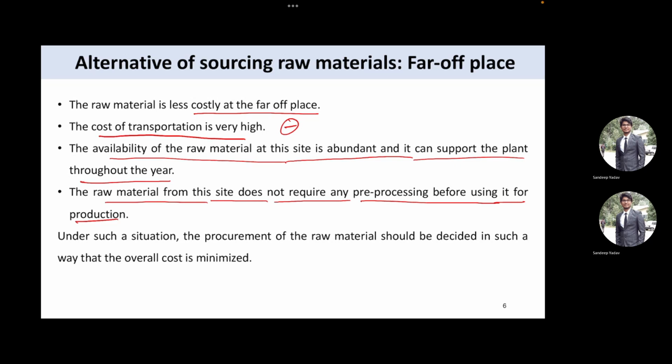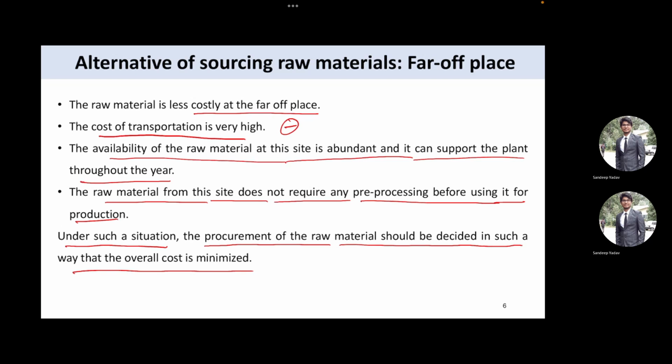So under such situations, the procurement of raw materials should be decided in such a way that overall cost is minimized. So we will calculate the overall cost and decide what option we should choose. Then we will study this.